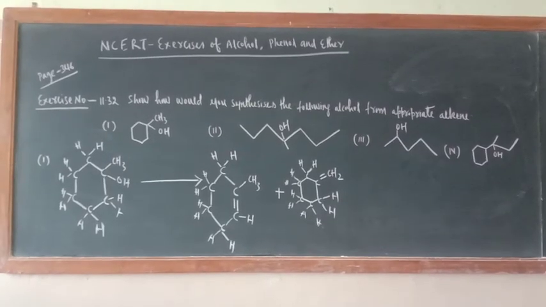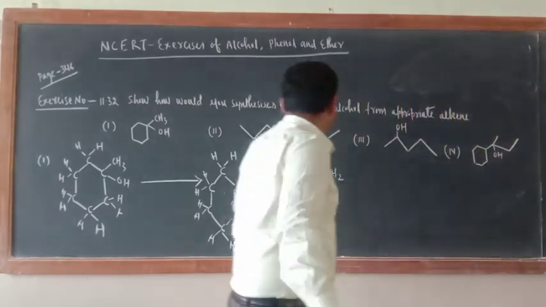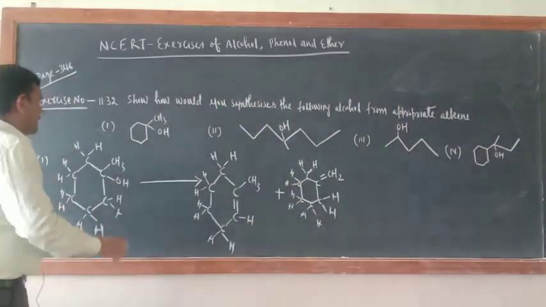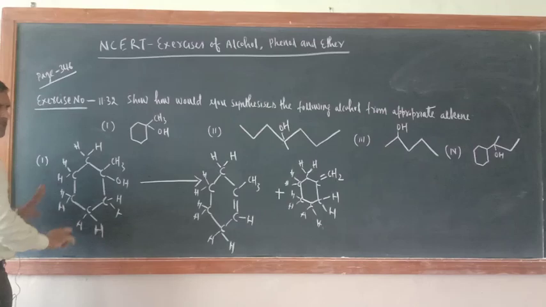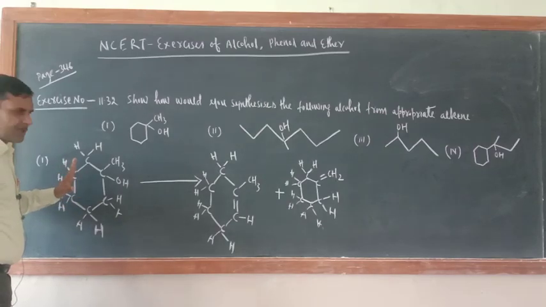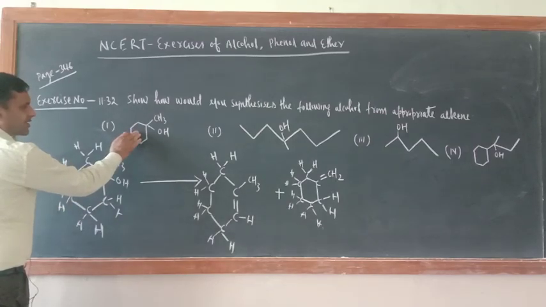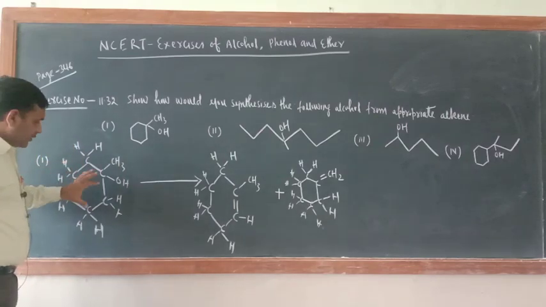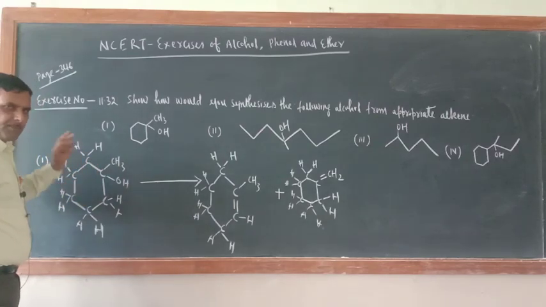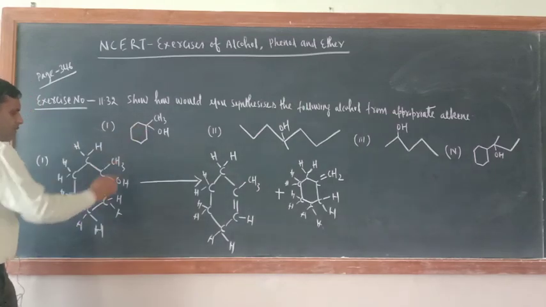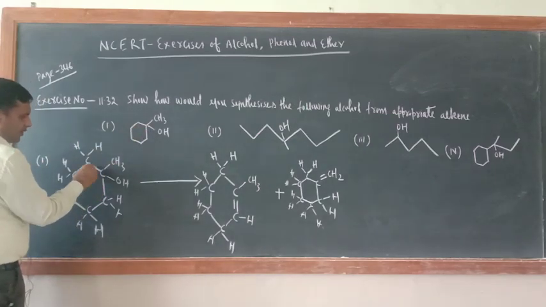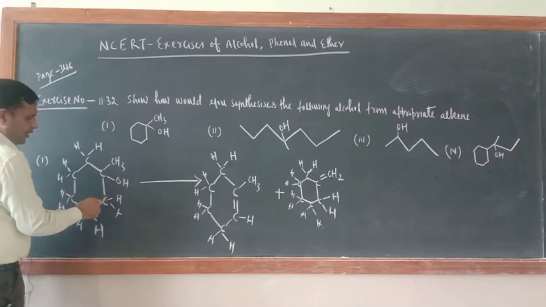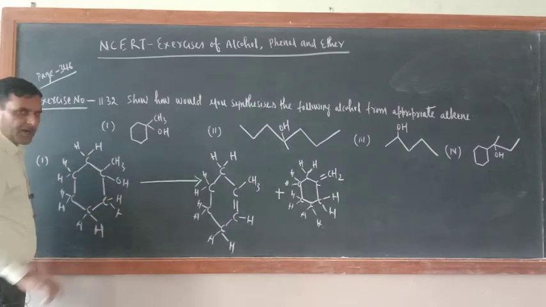Just see the first example. This is the alcohol. It is better to write in this way so that confusion should not be there. If you are comfortable with such kind of structure, I don't have any problem, but to understand you should write in this way only. Now just see, this is the alcohol, this is a 2 degree alcohol, because this carbon atom is bonded with two other carbon atoms. Now try to understand.